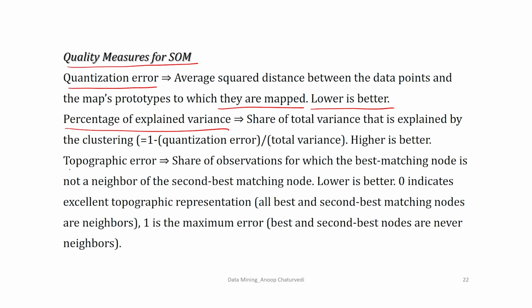Then topographical error, which is the share of observations for which the best matching node is not a neighbor of the second best matching node. So, obviously lower is better. 0 indicates excellent topographic representation. So, all best and second best matching nodes are neighbors. 1 is the maximum error. So, best and second best nodes are never neighbors. So, lower is better.